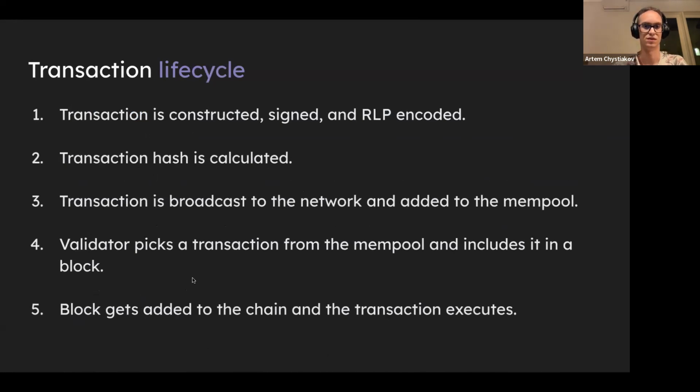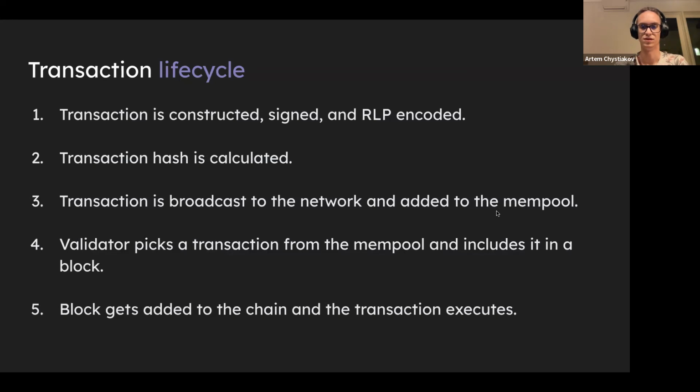So the transaction lifecycle. First of all, the transaction is constructed, then encoded, signed, then again encoded. And this encoding is then hashed to calculate the transaction hash. Then the transaction is broadcast to the network and added to the mempool. Between those two actions, a lot of validation takes place, and a lot of DDoS protection takes place. So if everything is fine here, then the transaction is added to the mempool.